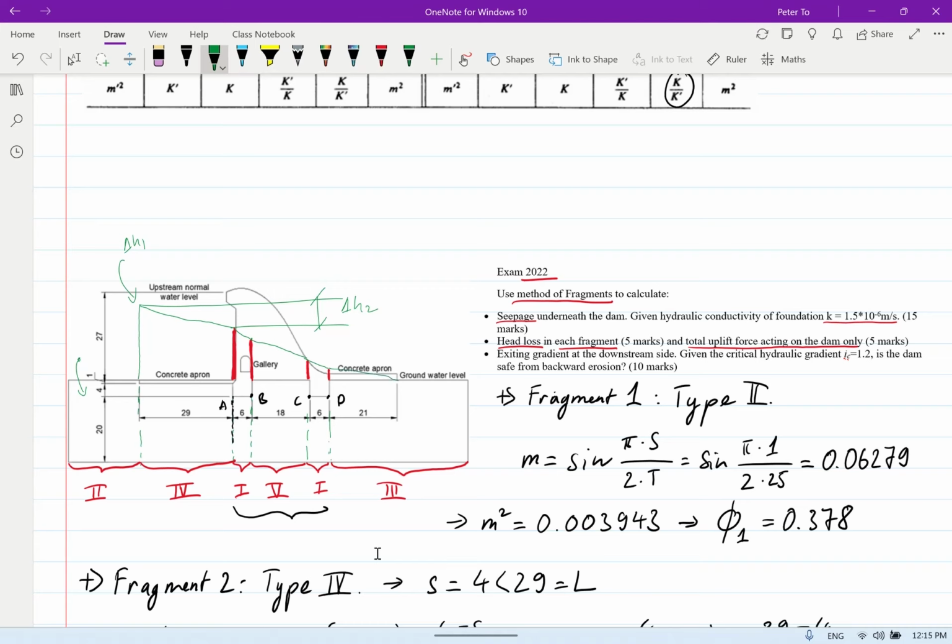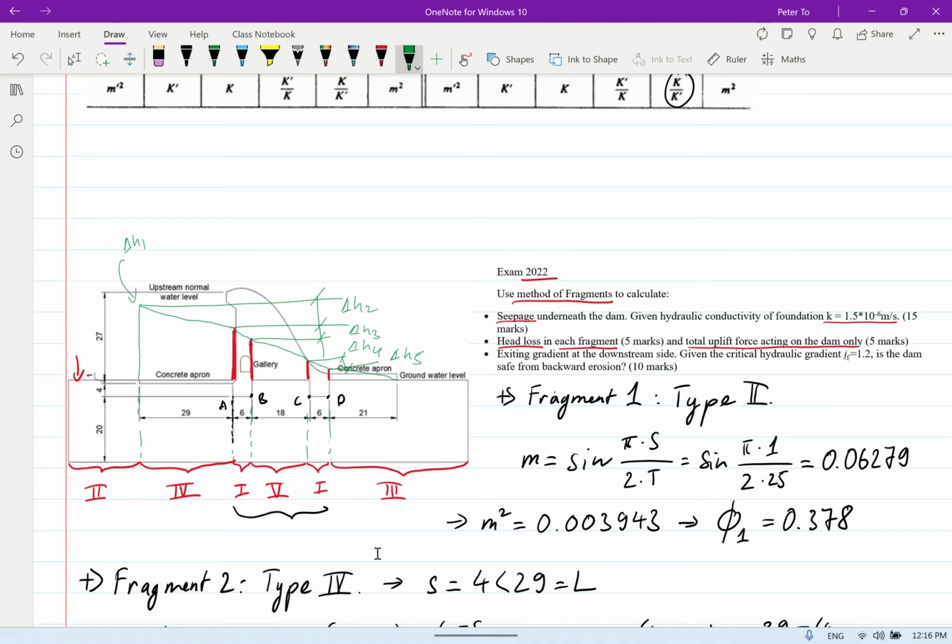Alright, please remember that all of the H are based on the same datum, which is this datum, the datum at the upstream and downstream side. If you use this as a datum, you have to be consistent with that. You also can use this one as a datum, but it makes your calculation more complicated. So I recommend to take this one as a datum. You reduce the delta H. So this one should be delta H3. This one will be delta H4. And this one should be delta H5.